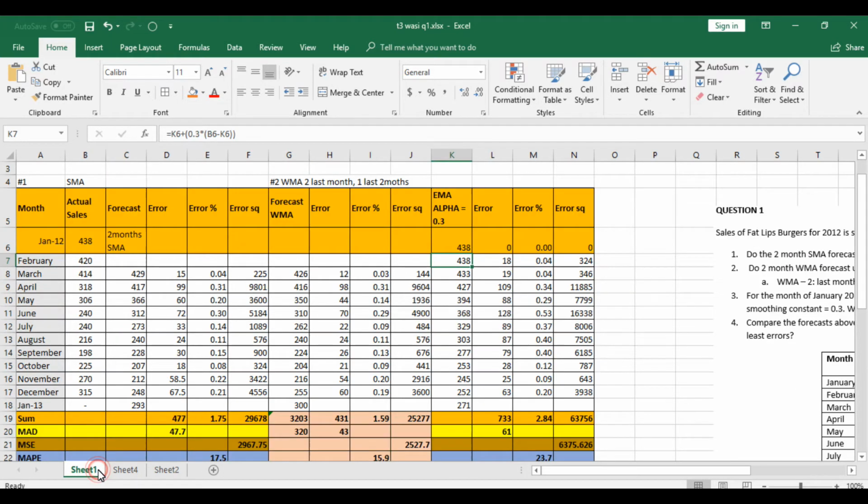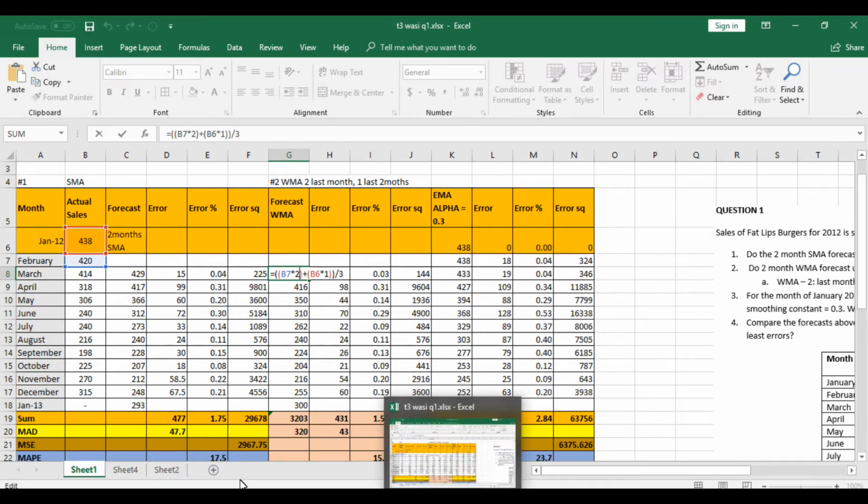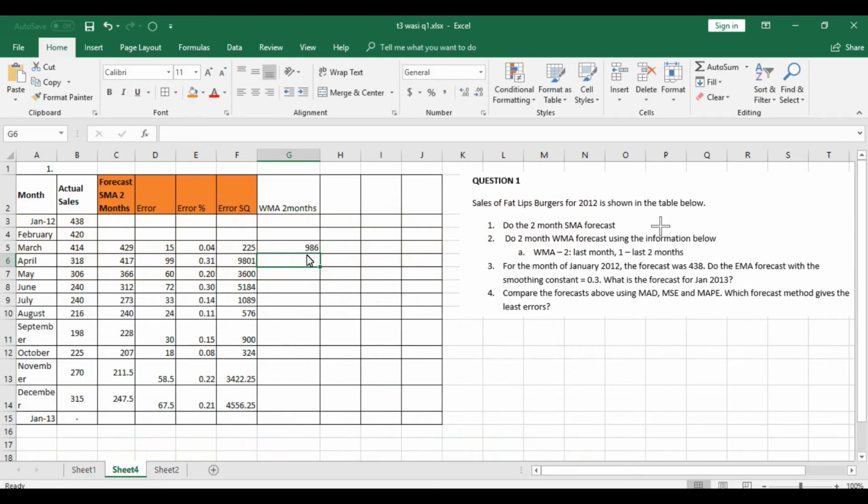986. Just to make sure that it is correct or not. It is not correct. Why? Because we have to use double bracket here, that's why it's wrong. Again, go here and use double bracket, because we are using an inner bracket and an outer bracket, so we have to use double bracket. Yeah, 426. Just take it down.